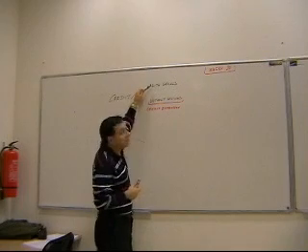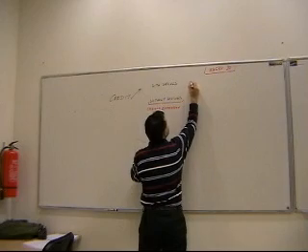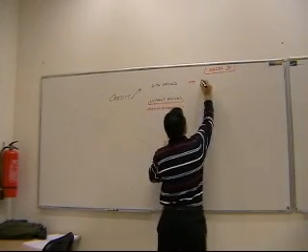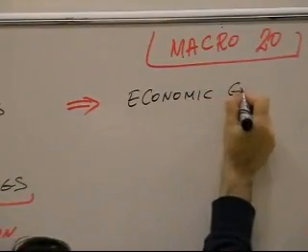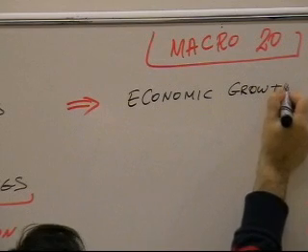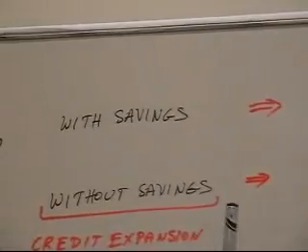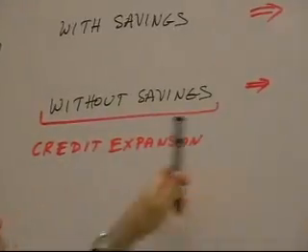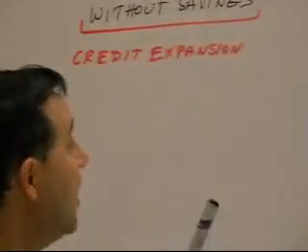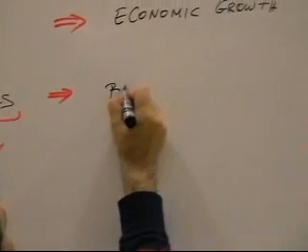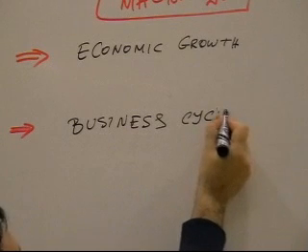Alright, so when credit is backed by savings, that's the big picture, you get economic growth. And when credit is backed by nothing, in other words, without savings, credit expansion leads to business cycles.